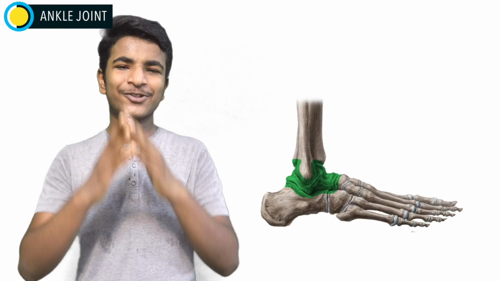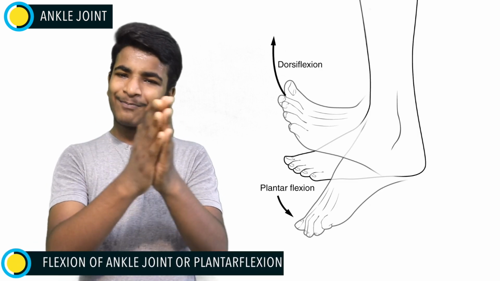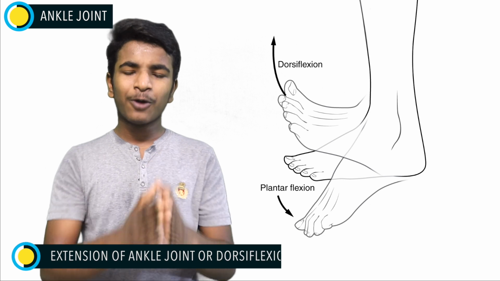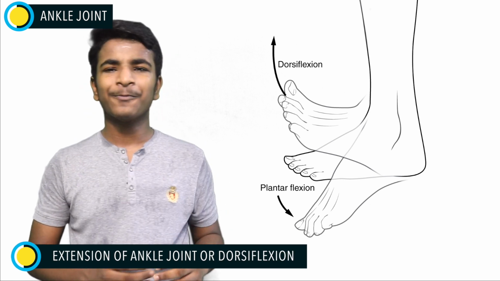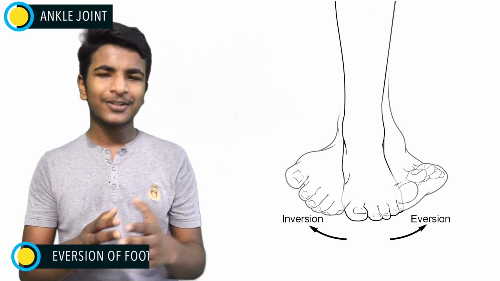And now let's talk about the last but not the least, the third joint, which is ankle joint. In ankle joint there are only 4 movements, which are flexion of ankle or plantar flexion, extension of ankle or dorsiflexion, and inversion and eversion.